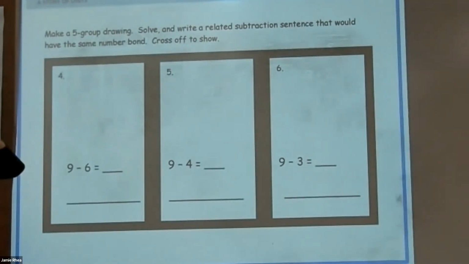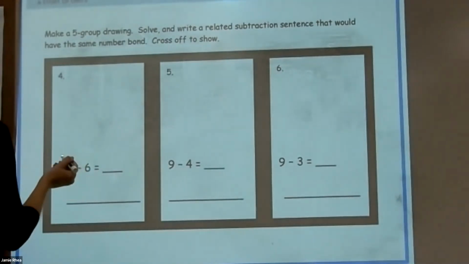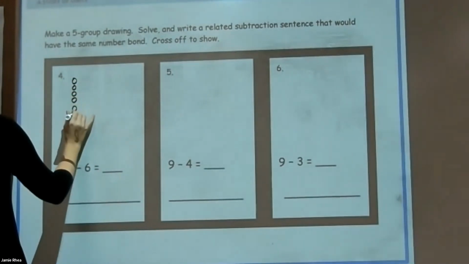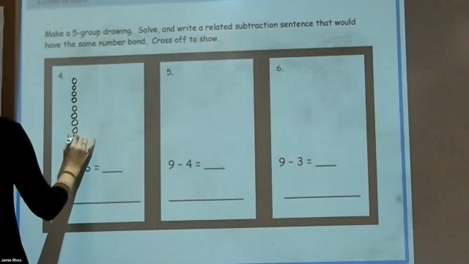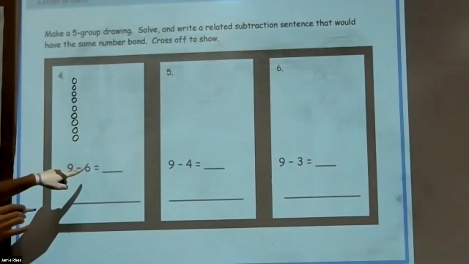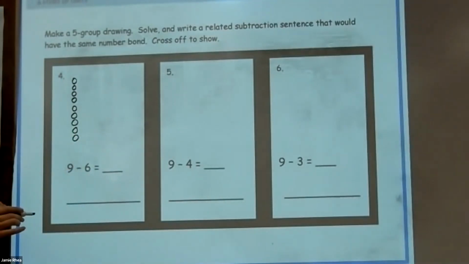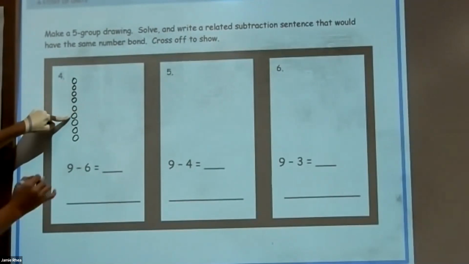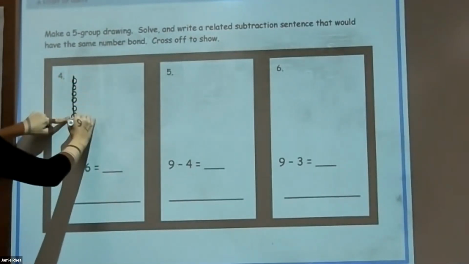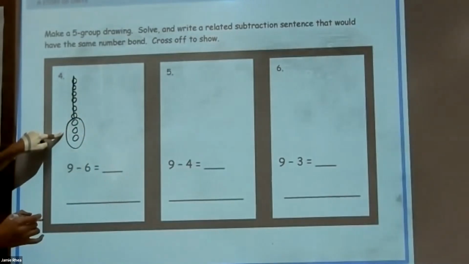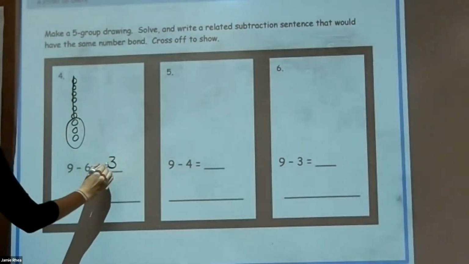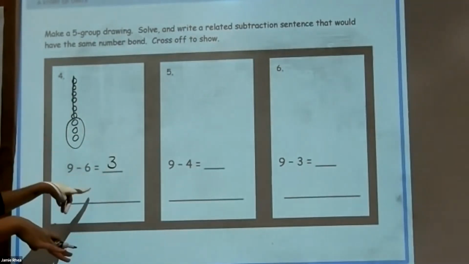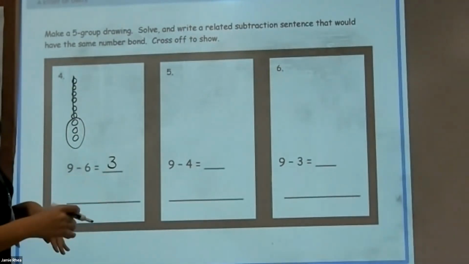Okay, so let's do number 4. I'm going to draw 9. 1, 2, 3, 4, 5, 6, 7, 8, 9. There's my 9. How many am I going to mark off? 6. 1, 2, 3, 4, 5, 6. That left me with 3. Now, am I done? No. I need to make a related sentence.